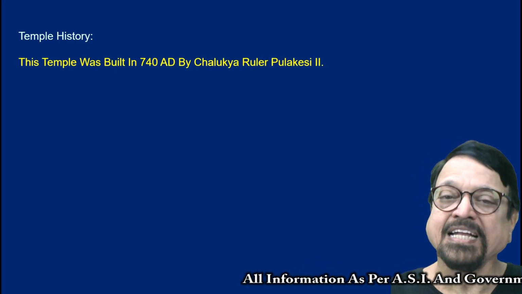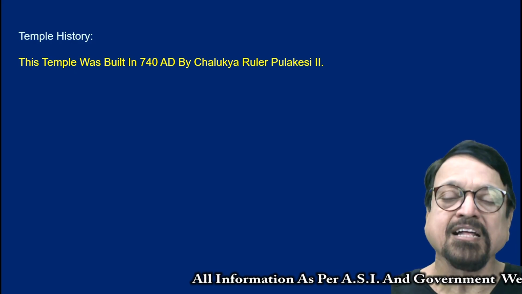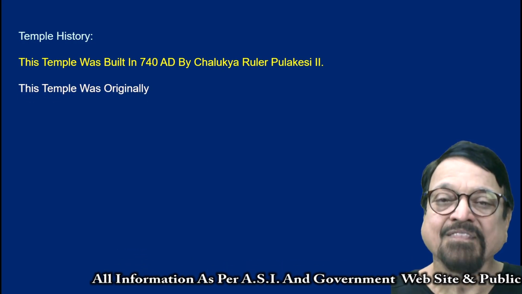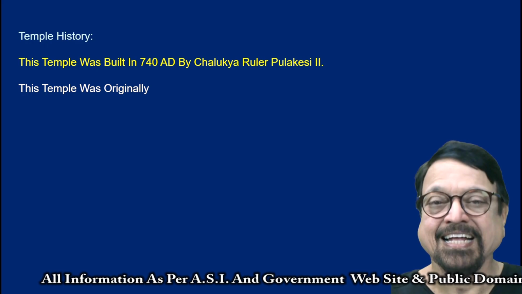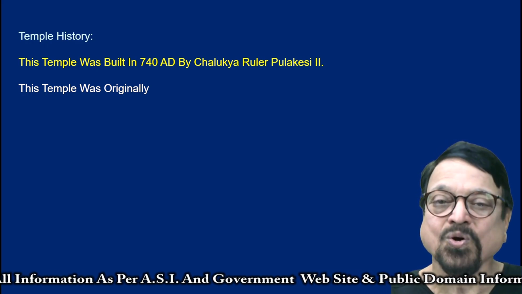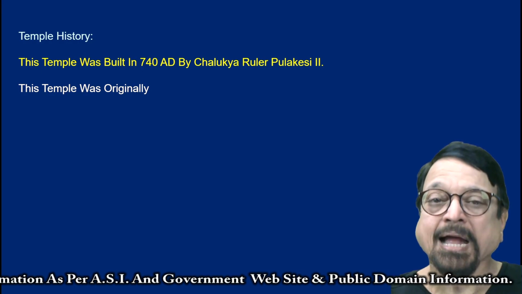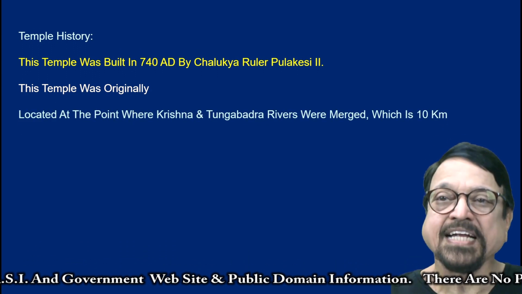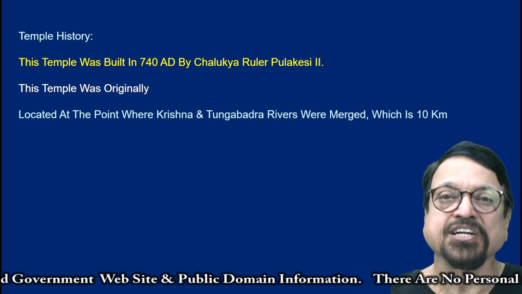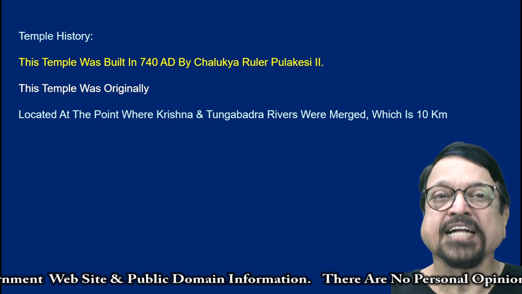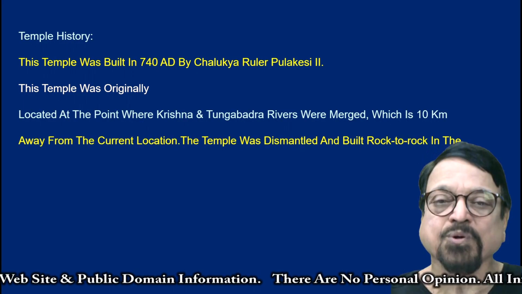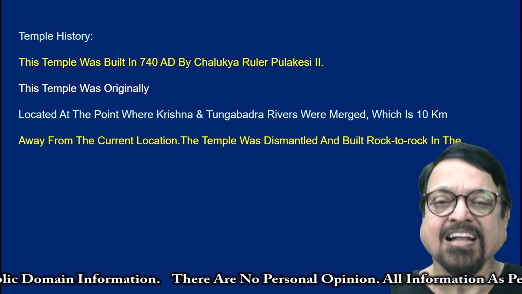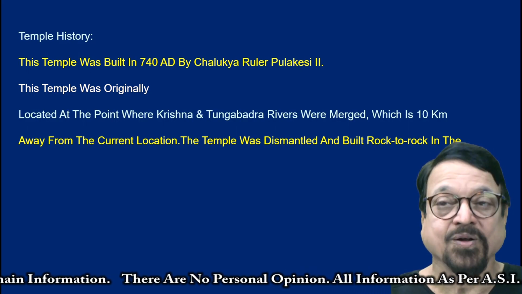The temple was built in 740 by the Chalukya ruler Pulakeshi II. We have seen a lot of temples constructed by Pulakeshi in Badami, correct? Then Pattadakal, and also at Aihole. That was their capital. Here also they constructed. This temple was originally located at the point where the Krishna and Tungabhadra rivers merge. That confluence is around 10 kilometers from the present site. And this is a relocated temple, a beautiful, excellent, marvelous work done by the archaeology department.